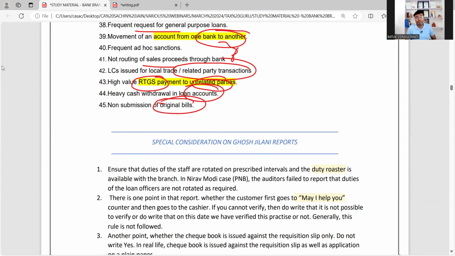Non-submission of the original bill in case of export. In case of a term loan on account of plant and machinery, there is a requirement to submit the original bills. If that person has not submitted the original bill, and the bank has sanctioned the loan on the basis of the pro forma invoice submitted, in that case this is also an issue. So these are certain red flags announced by the Reserve Bank of India. These are the 45 red flags. Okay.